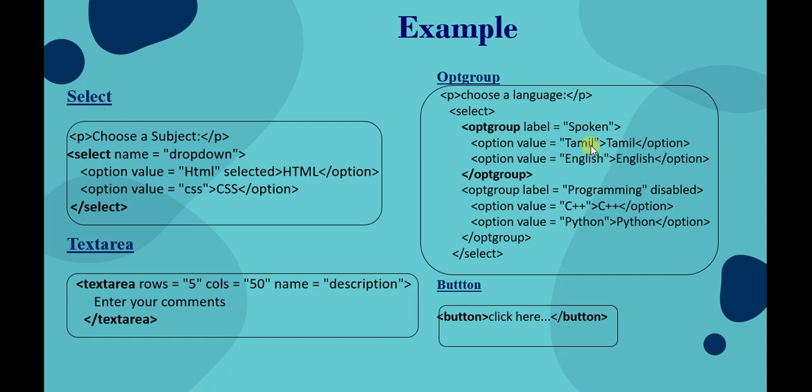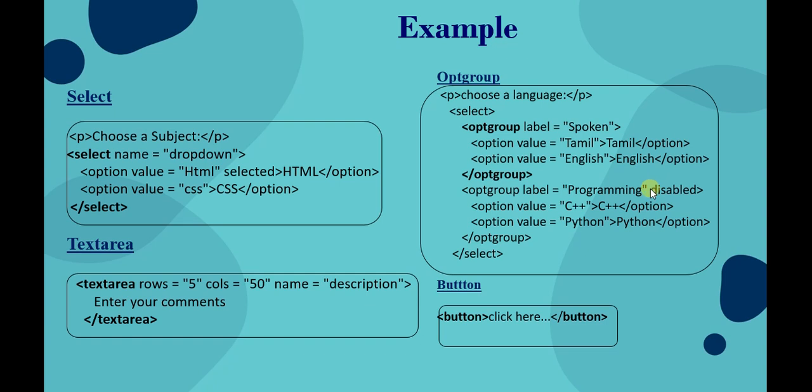Here I give 2 to 3 languages. Then another optgroup, here I am giving programming, with some 10 to 20 values. So now the user can easily go through the languages. If they want to select a spoken language, they search under the label called spoken. If they want to select a programming language, they simply go for the label called programming. Inside that programming they can select their language. Okay, each and every option should be closed.